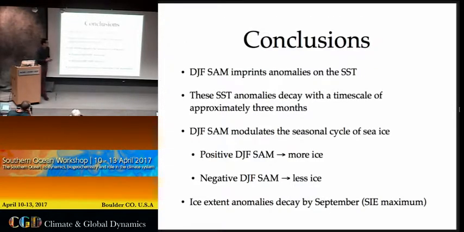So just to conclude, we see that the December, January, February SAM gives us an impact on the sea surface temperatures, which is very well established. We know that this anomaly in the sea surface temperature then decays away on some sort of timescale that appears to be about 3 months. That sea surface temperature anomaly is both large enough and persistent enough to give us an observable impact on the sea ice extent. And we see that positive SAMs during the summertime give us more sea ice for the following few months, but that this effect decays away by the time we come back to the next winter.